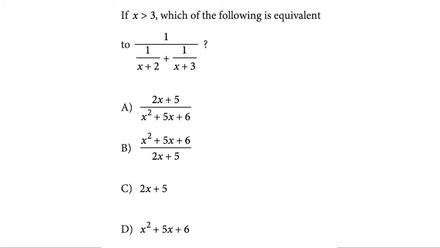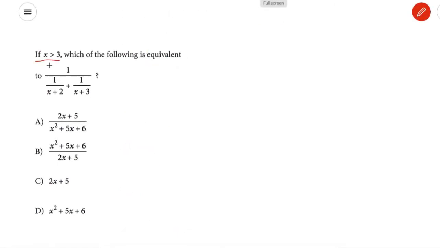Now, before you plug in, you want to pay careful attention to the question and to any restrictions that are put on the variable in the question. So for example, in this case, it says if x is greater than 3. So that's something we have to keep in mind when we plug in. It says if x is greater than 3, which of the following is equivalent to 1 over (1/(x+2) + 1/(x+3))?